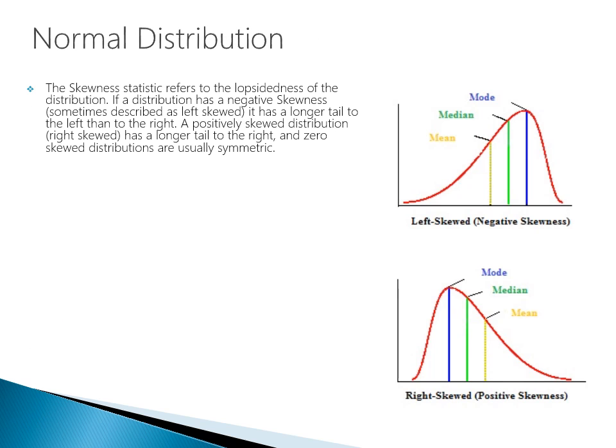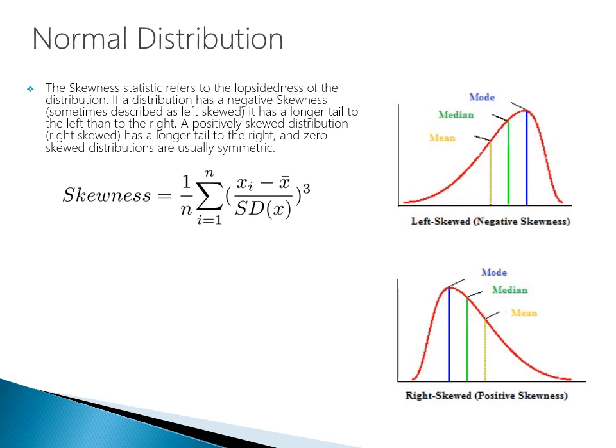I want to talk a little more about the skewness side of it, and that's really referring to the lopsidedness of the distribution. If a distribution has a negative skewness, sometimes described as left skewed, it has a longer tail to the left than to the right. A positively skewed distribution, or right skewed, has a longer tail to the right, and zero skewed distributions are roughly symmetric. Okay, so we can look at these graphics here to understand in certain skewed circumstances what the measure's central tendency will look like, and where the values will fall on the distribution.